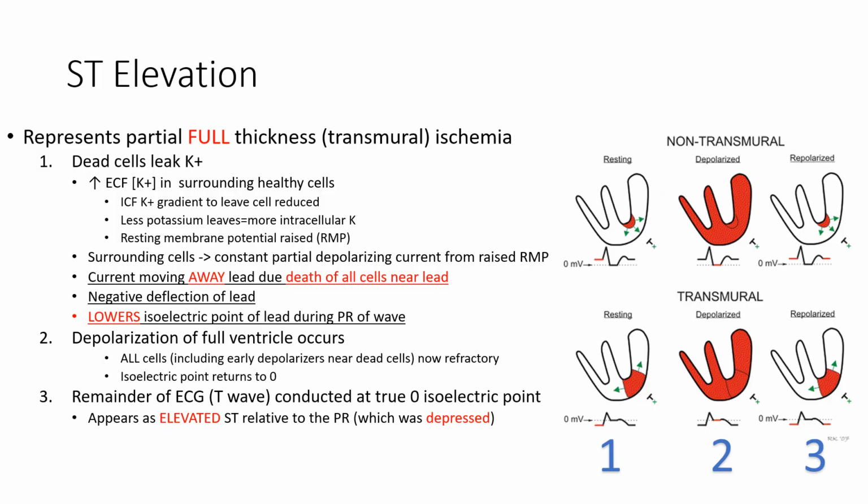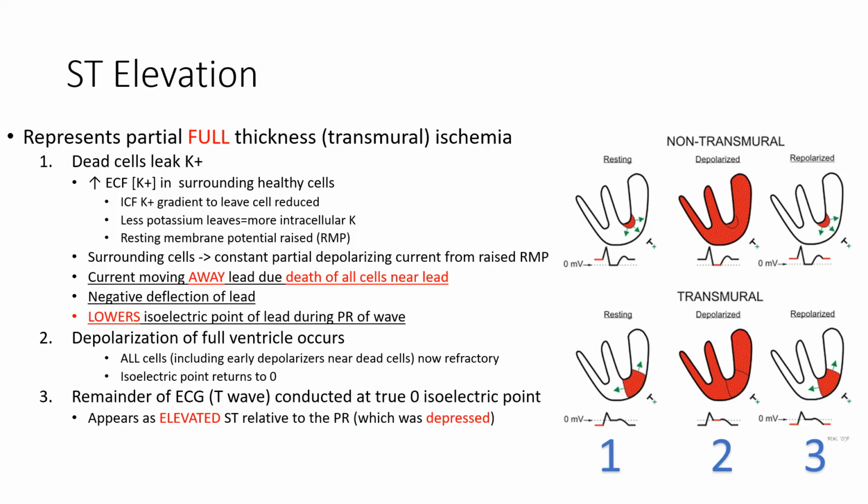Now, ST segment elevation is a more severe sign, and it represents full thickness ischemia. Now, here was the little image that we had on the last slide. Remember, some of the cells died, and then these cells in this area were partially depolarizing, sending a signal to this lead to raise the isoelectric point.